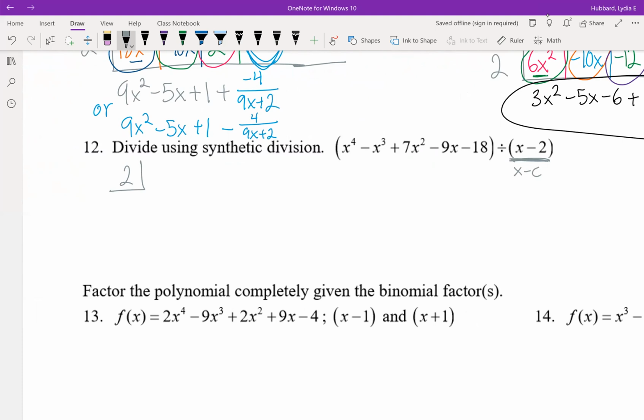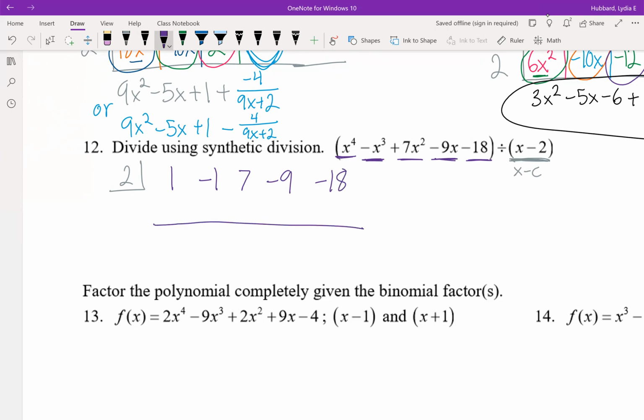Okay, and then we take our coefficients. So this x to the fourth has a coefficient of 1. This x to the third has a coefficient of -1. This x to the second has a coefficient of 7. This x to the first has a coefficient of -9. And this x to the 0th has a coefficient of -18. So those would be our coefficients.